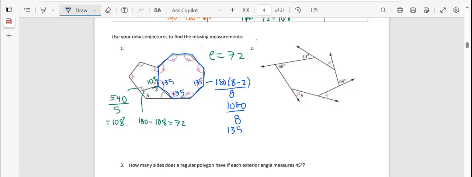Therefore, to find angle G, if you notice, G then makes a full 360-degree circle with that 108 and that 135. So to find G, I'm going to do 360 minus the 108 minus the 135. And that gives me G is 117. To find F, I get to use linear pair conjecture again, but I've already done the hard work, right? I already found the interior angle of that octagon. So then I'm just going to do 180 minus 135. So F is 45 degrees. Go ahead and erase this here.